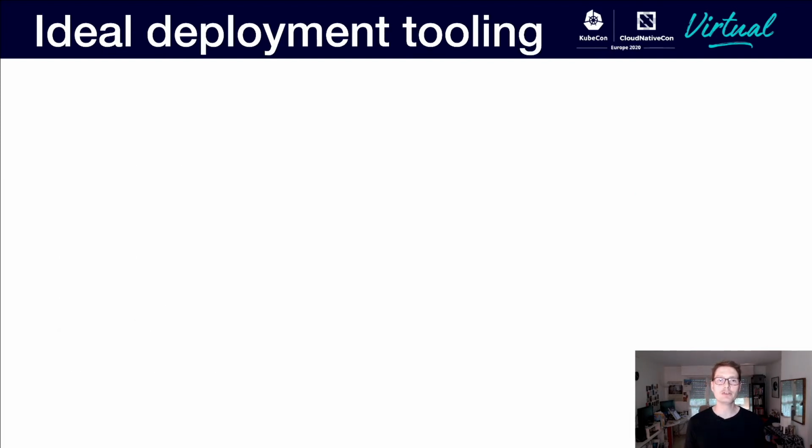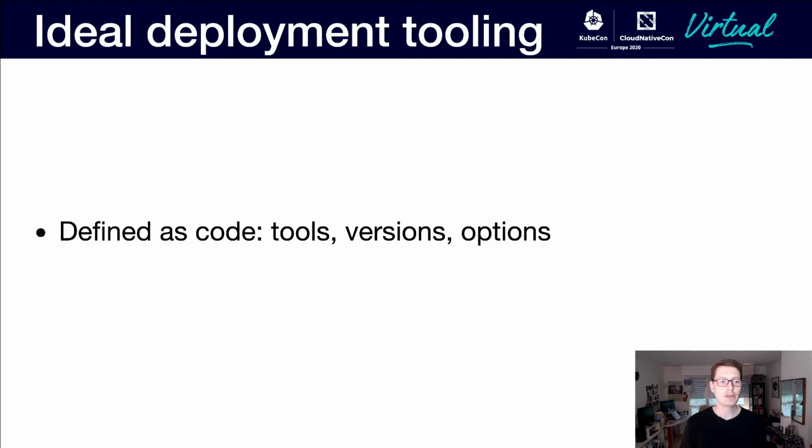So what would ideal development tooling look like? Well, I think it would be defined as code. So the tools, versions, and options should all be written in a file somewhere. And they should be used as part of the deployment process.